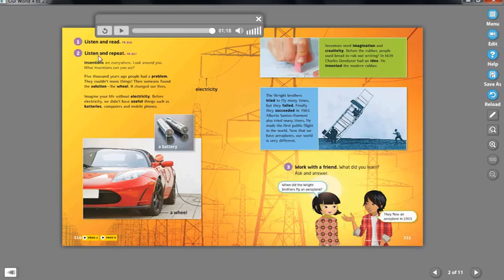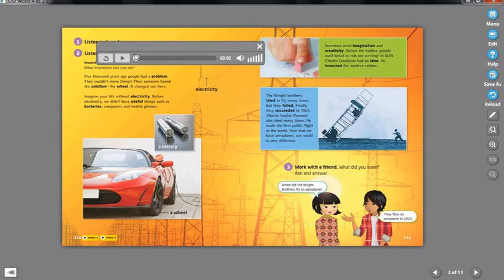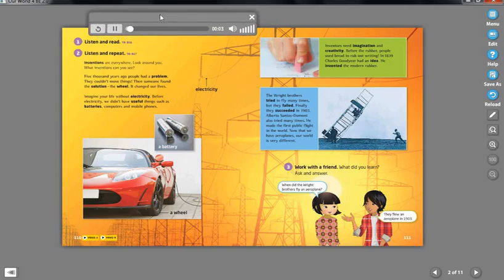Okay, so it says here listen and repeat. Please listen and repeat. Track B17, Activity 2. Listen and repeat.